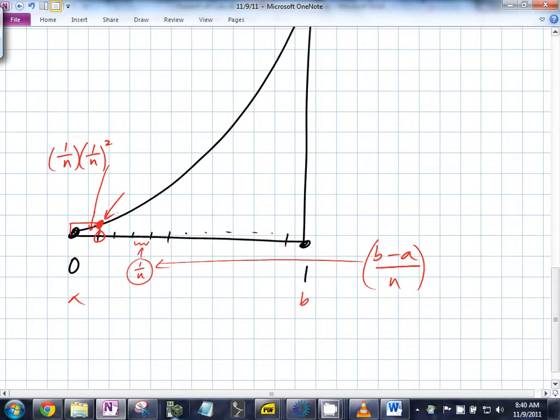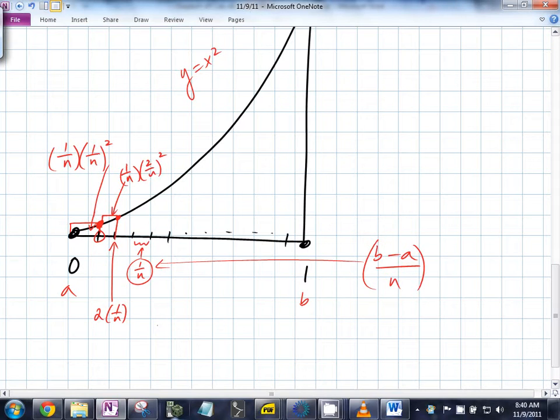Well, that's the x value of that point evaluated at the function. The function is y equals x squared. Exactly. What's the x value for this second mark right there? 2 times 1 over n. It's the second one, right? So that's the x value. What's the coordinate right here going to be, that second height? 2 over n quantity squared. Exactly. So the second rectangle is going to be 1 over n times 2 over n squared. Are we okay with that?